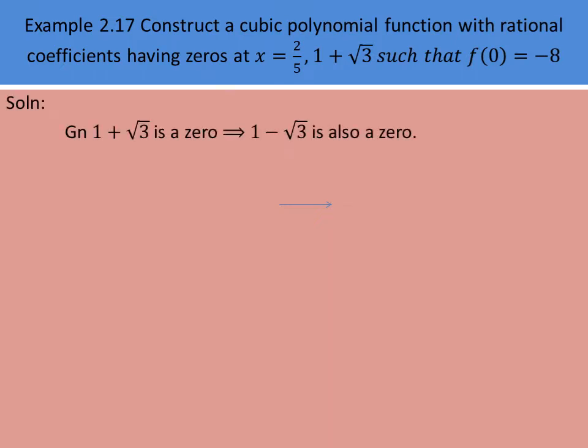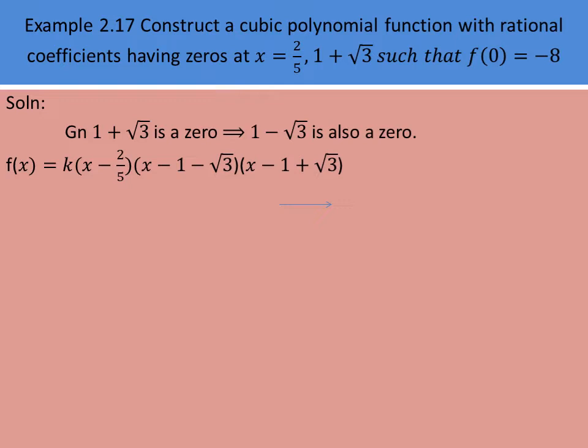Solution. It is given one root is 1 plus root 3, isn't it? So it is of the form a plus b root b. So the other root you can say 1 minus root 3. Its conjugate also will be a root. So since 1 plus root 3 is a zero, 1 minus root 3 is also a zero. So now you can write the polynomial. The polynomial will be of this form only.